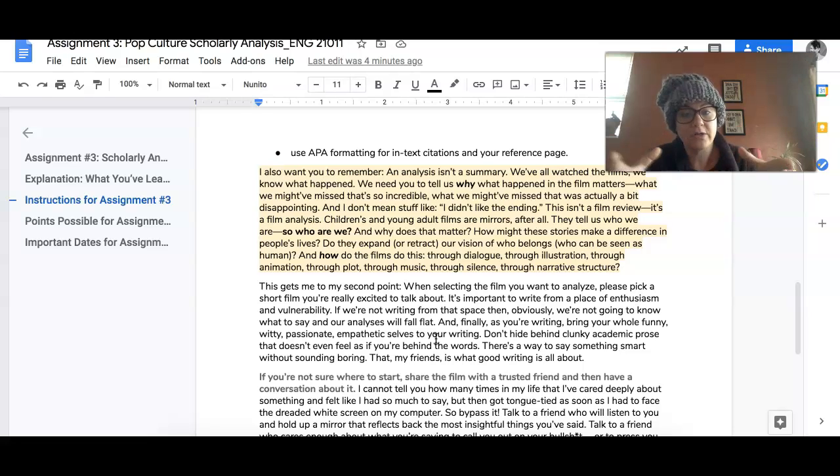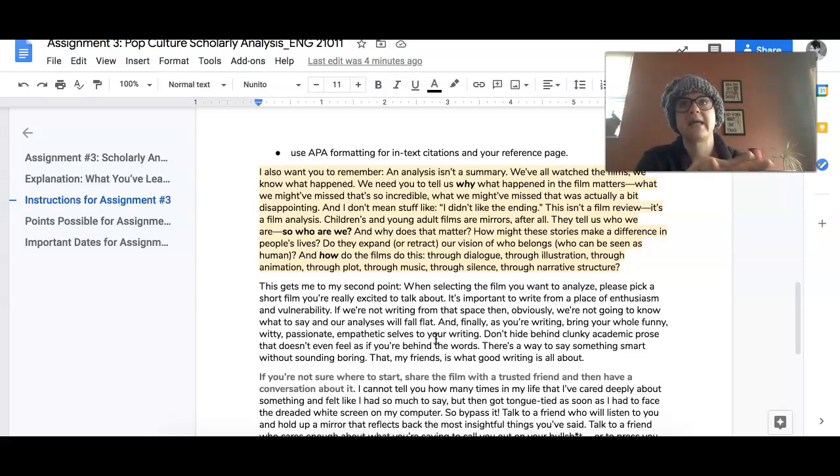And then how do the films do that, right? So through dialogue, through illustration, through the animation process itself, right? Using the Blazer book, through the plot, right? Through music, through using silence, right? Or through narrative structure, through world building, all of these things, right? So keep that in mind, right?